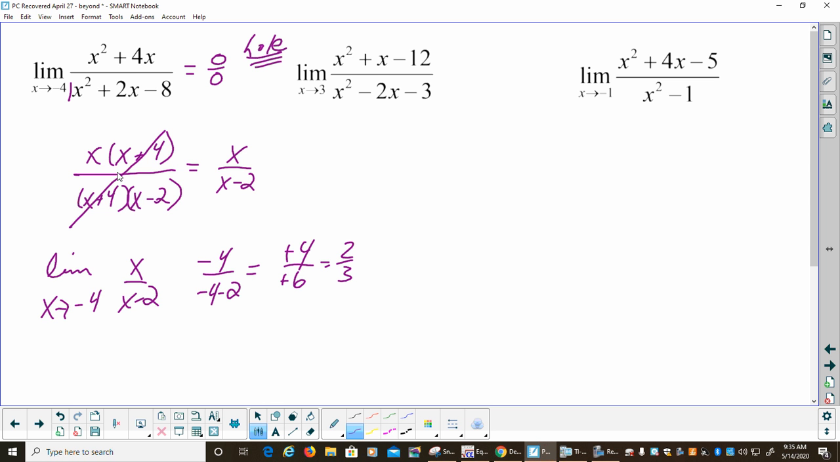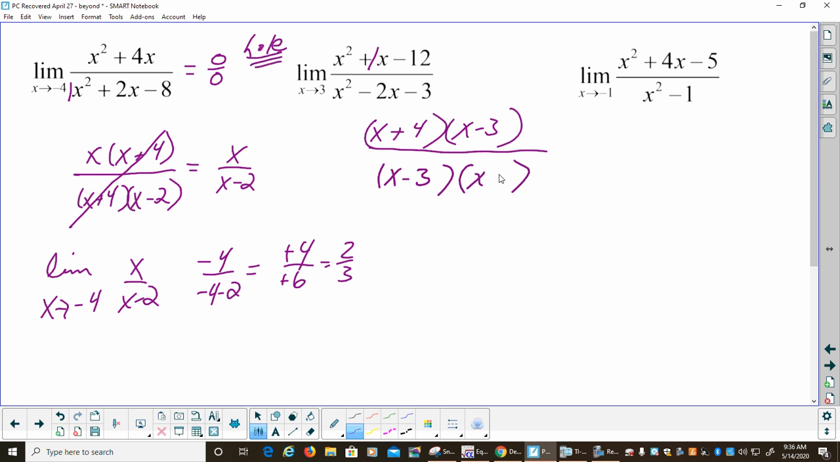It's factor, let this stuff cancel, and you can assume something cancels. So if nothing's canceling, you're not factoring correctly. So what multiplies to negative 12 and adds to 1? So x plus 4, x minus 3, over what multiplies to negative 3 and adds to negative 2? So x minus 3, x plus 1. There you go. This is going to cancel.